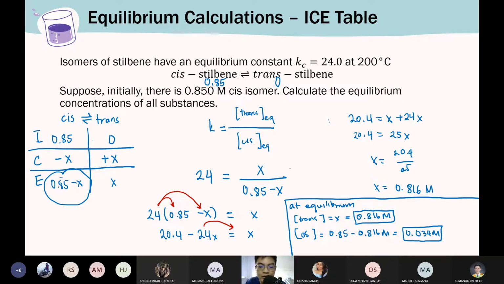Which according to our equation is, ayun, nadagdagan nga yung products, no? So, kanina 0 siya, ngayon 0.816 na siya, no? O, yung reactant, kanina 0.85, ngayon 0.034 molar na lang. So, it is indeed na, totoo na nag-compensate talaga yung reactant sa product side, no? So, yung kulang niya, pinunan niya. Okay? Gaano karami? Di by X value.